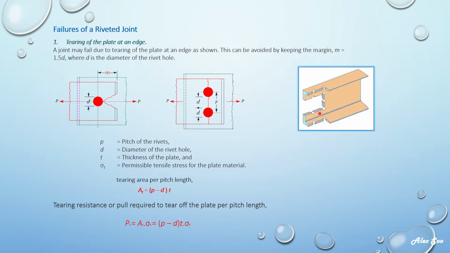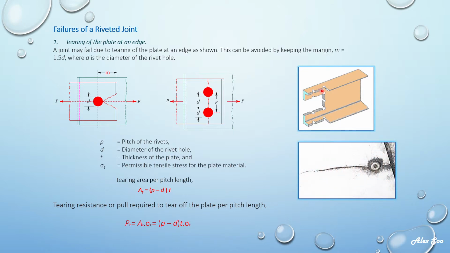So these are the examples that I've shown. You can see here, this shaded area, this section that we are measuring. This will be the tearing area that is subjected to tear here. Look at the pointer. So this might be the cause. Okay, so that is for tearing.